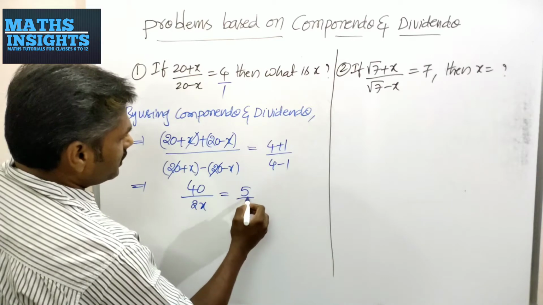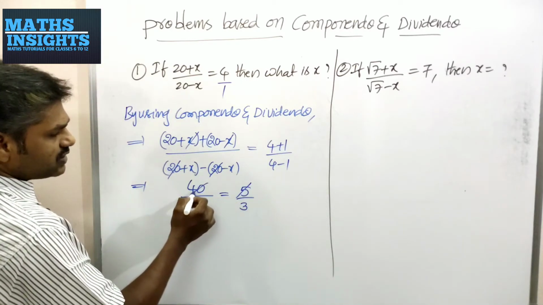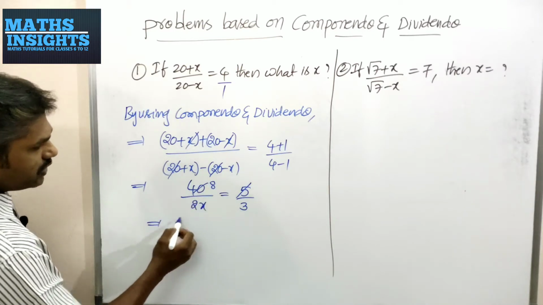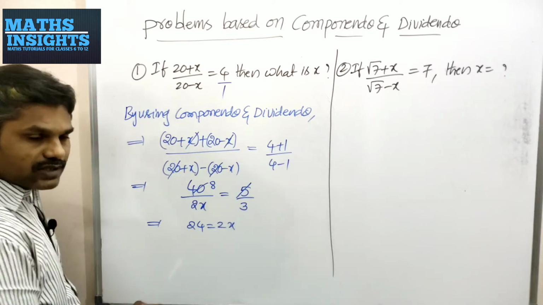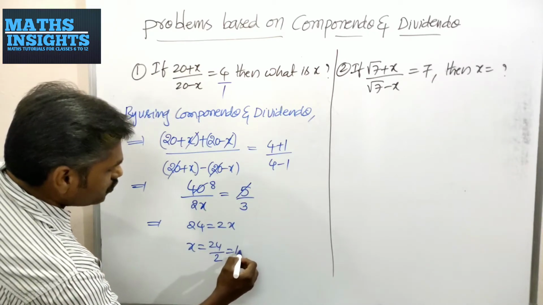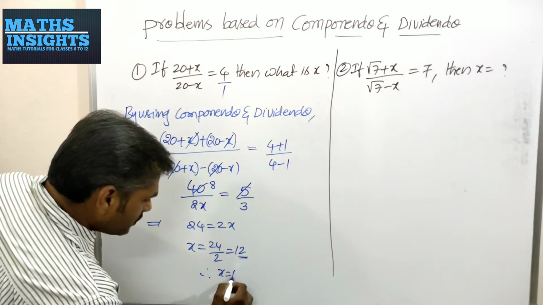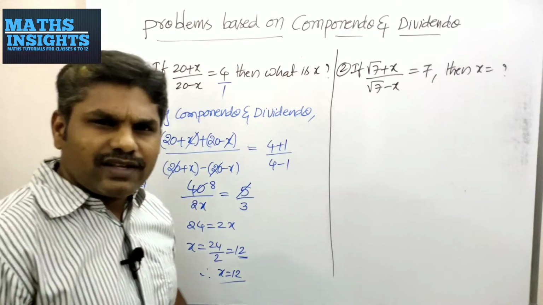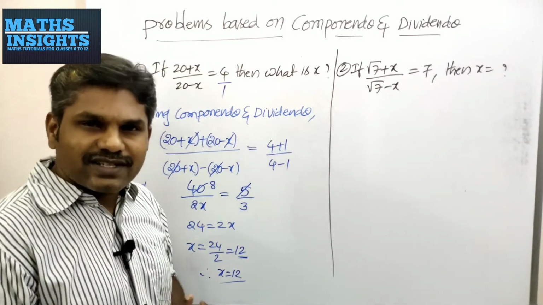5 by 4 minus 1 3, therefore you may cancel 4 1s are 4 8s are, so 8 3s are 24, 24 is equals to 2x, therefore x is equals to 24 by 2, that is equals to 12, therefore x value is equals to 12. It's seeming very easy by using this concept, isn't it?